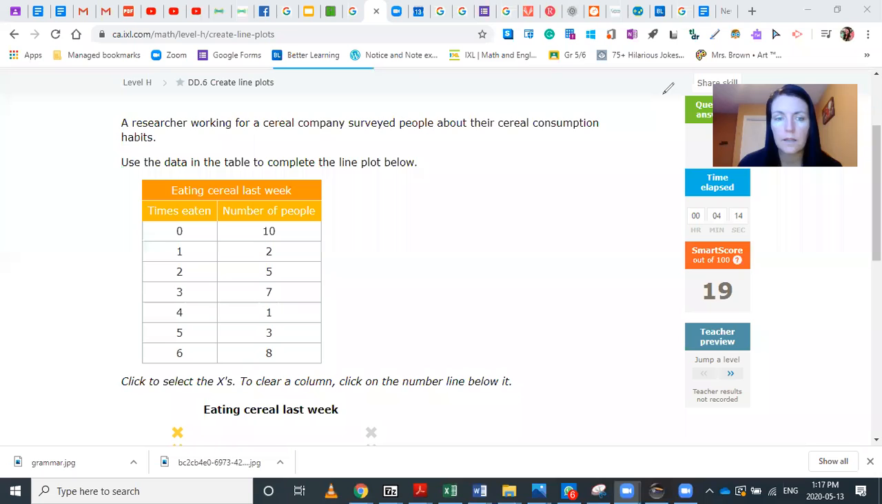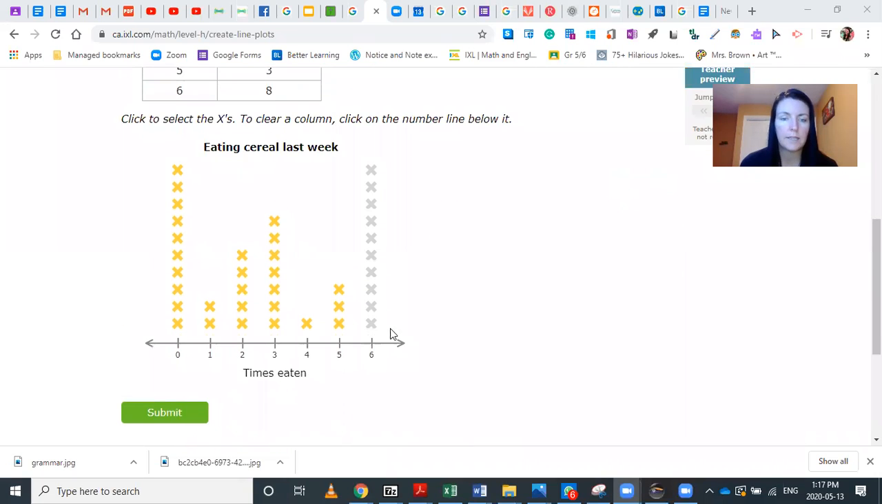Anyway, let's have a look at what we need to write here. Eating cereal last week, the 6 is missing, so we need to look here. We can even see at the top of our screen. How many people wrote 6 or said 6 times last week? 8 people, so we're going to count up 8 X's.